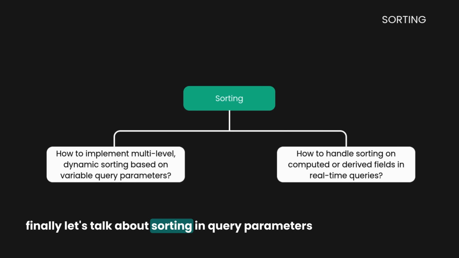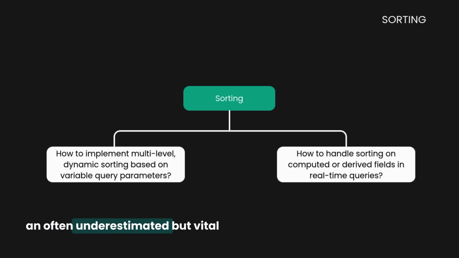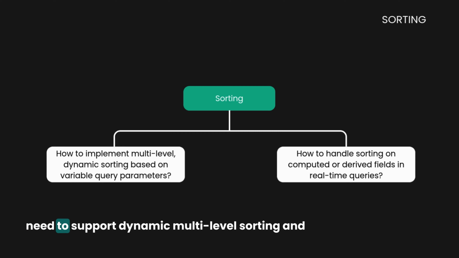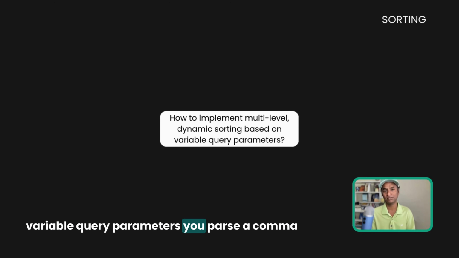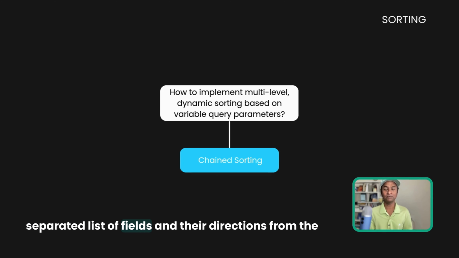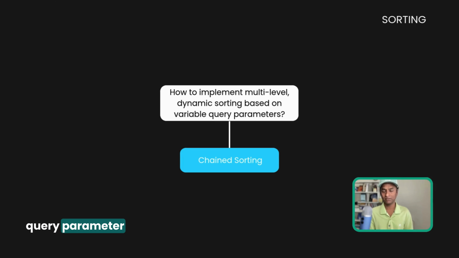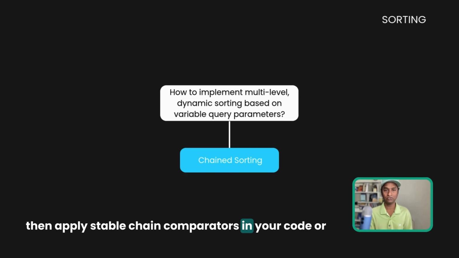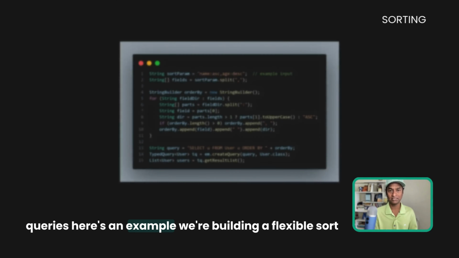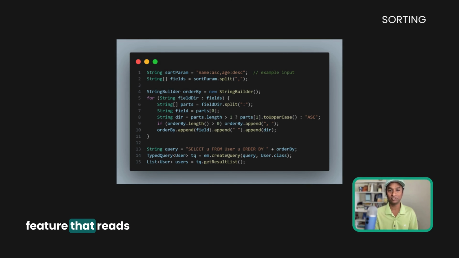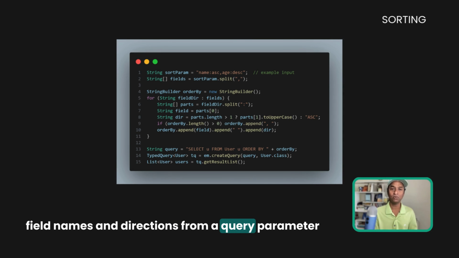Finally, let's talk about sorting in query parameters, an often underestimated but vital aspect of API design, especially when you need to support dynamic multi-level sorting and sorting on computed fields. How to implement multi-level dynamic sorting based on variable query parameters? You parse a comma-separated list of fields and their directions from the query parameter, then apply stable chain comparators in your code or dynamically build ORDER BY clauses in your SQL queries. Here's an example. We're building a flexible sort feature that reads field names and directions from a query parameter.